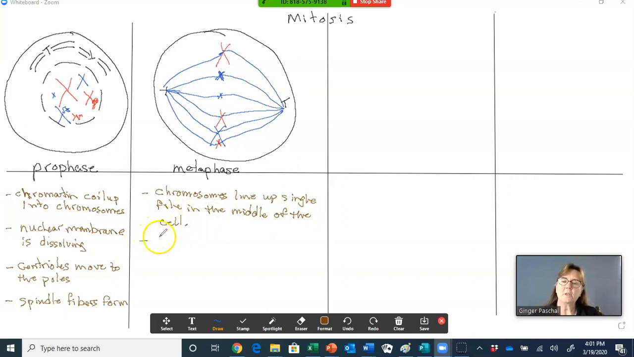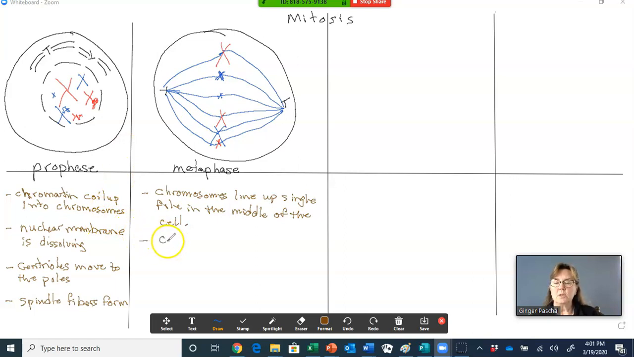There's one other thing that's going on. So talk to me about these lines here. What are they called? You're right, they're called spindle fibers. Hopefully you're actually answering when I'm pausing, because that is what will help you do well when you go to take the test. It'll help you memorize this stuff.